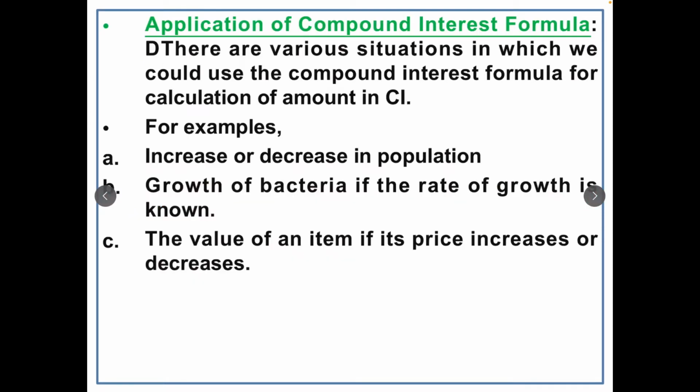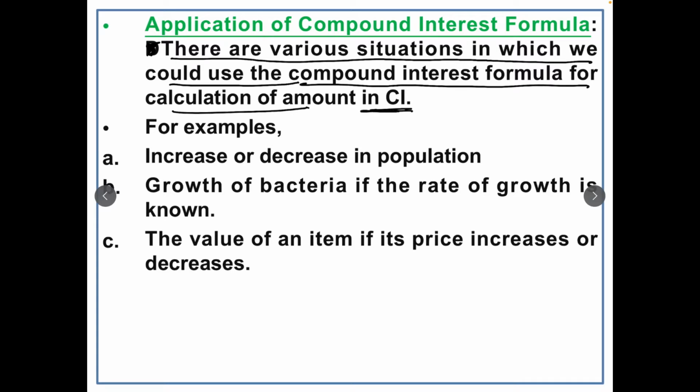Okay, we also have some applications of the compound interest formula. There are various situations in which we could use the compound interest formula for calculation of amount in CI, in compound interest. For example, if we wish to calculate the increase or the decrease in the population, you can use the compound interest formula.